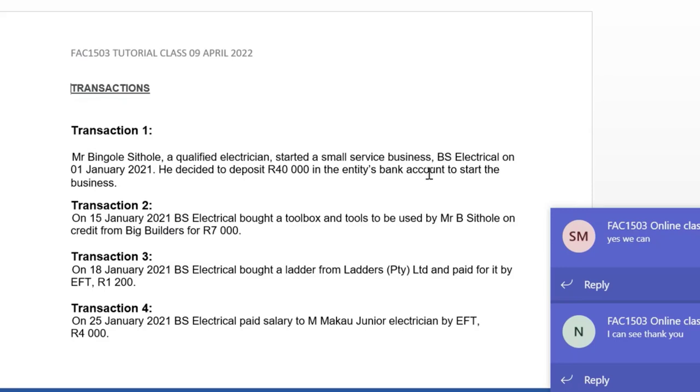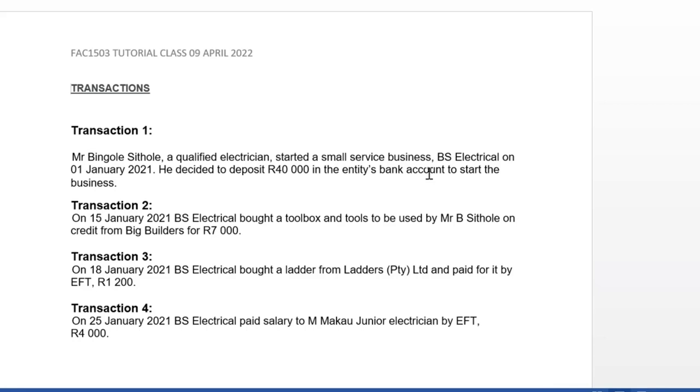This is the exercise I want all of us to do this morning. Basically, with this exercise, I want us to apply the principles. First of all, please see, can you see transaction one?